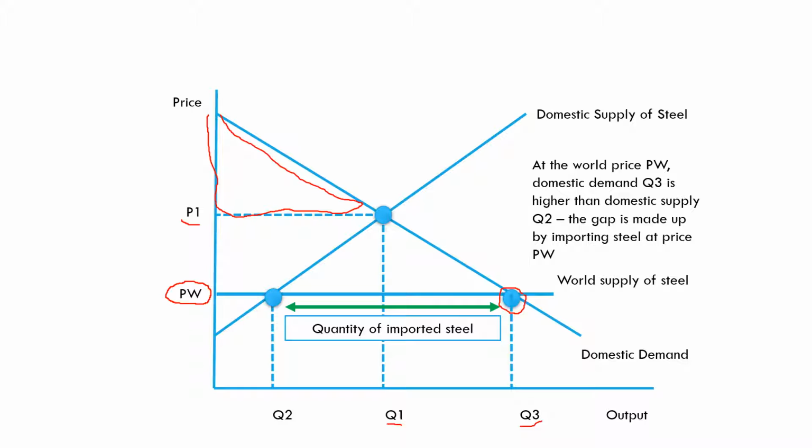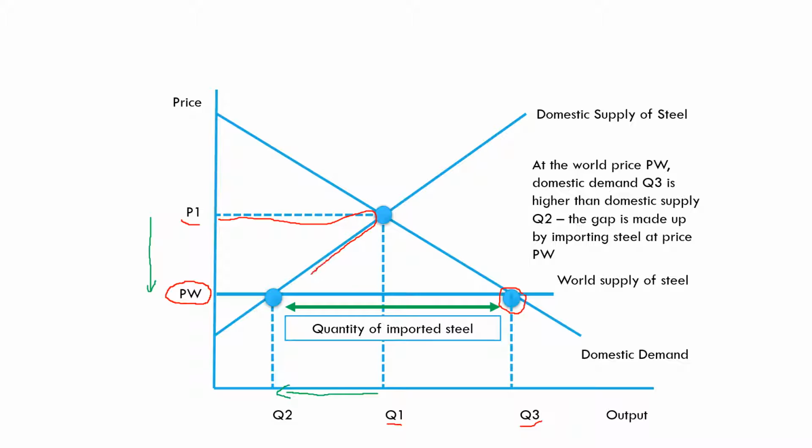But let's also think about what's happened to our domestic companies. They've seen the price that they can charge fall from P1 to PW. This has contracted the amount that they're selling down to Q2. So what's happened to domestic companies?